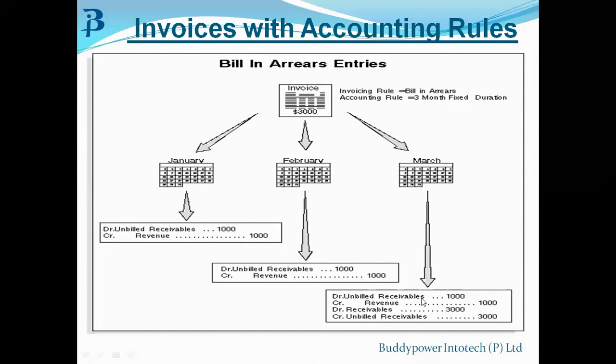And finally, in the month of March, the unbilled receivable debit is $1,000 and the revenue credit is $1,000. The receivable debit is $3,000 and unbilled receivable credit is $3,000. Once you post all these entries, you need to run the revenue recognition program to generate the revenue distribution. So this is basically how, once you set up your invoicing and accounting rules, the system automatically does these entries. That is the basic idea of how the accounting and invoicing rules work, right?